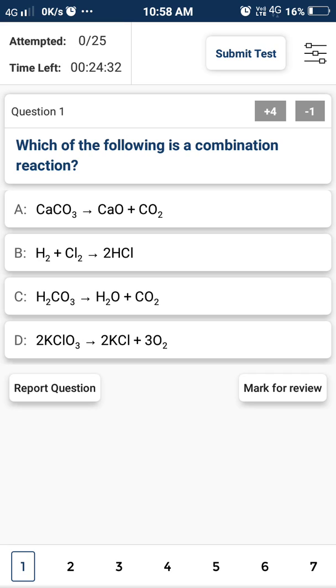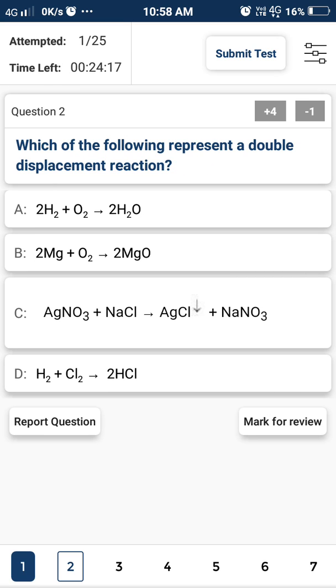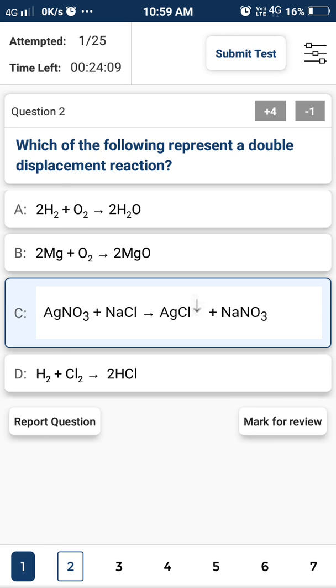First question: which of the following is a combination reaction? As you know, a combination reaction is one in which two elements combine to make one compound. So option B is right. Which of the following represents a double displacement reaction in which ions get exchanged? So option C is totally right.